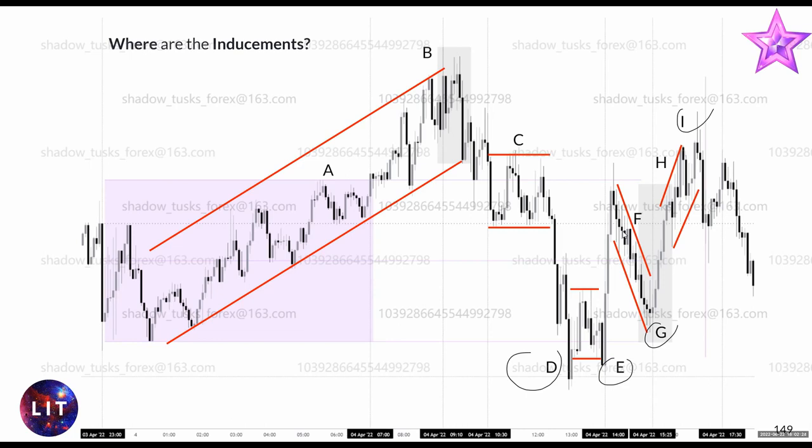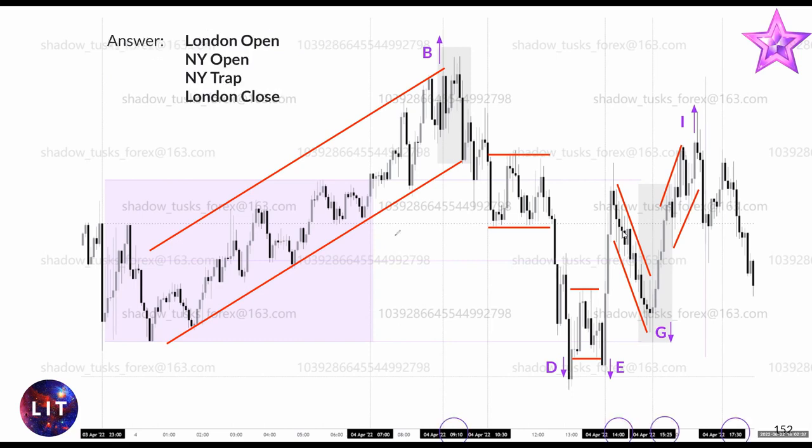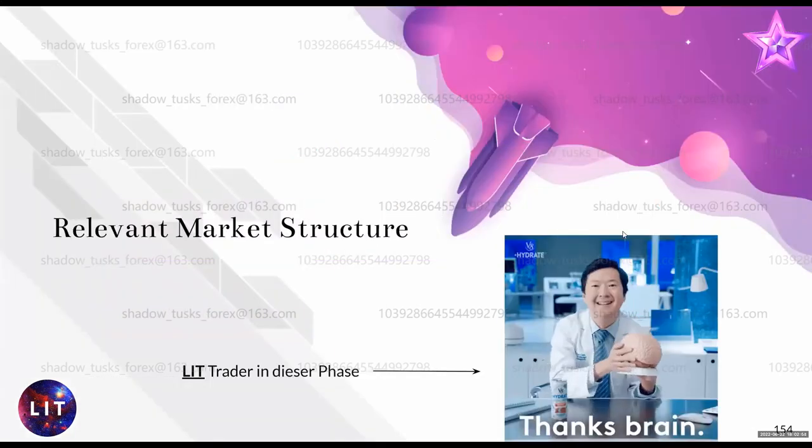It's just based on the build-ups, and then you just mark it. Okay, what is the direction you actually want to induce? Okay, very easy stuff. But then guess what? Then obviously we can add some bonuses in, and when do these inducements happen? And of course, what is the price? Everything happens in our time windows, right? So we have London Open. Obviously, this one is the only one which happens a little bit off. Then we have New York Open, we have New York Trap, and we have London Close. What is the price, right? But then anyways, then obviously we add in the new step and add in the relevant market structure.